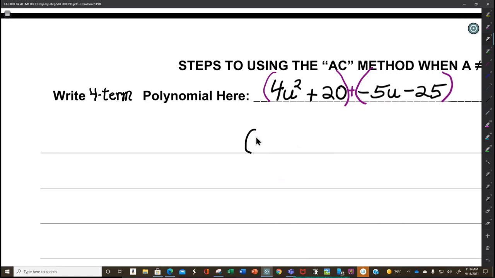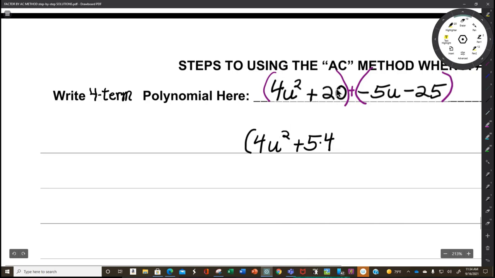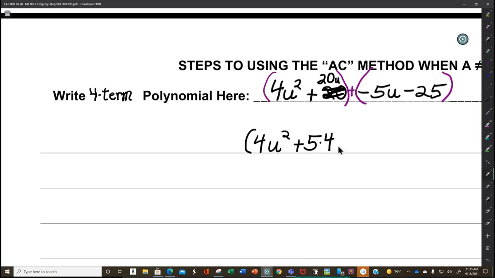First set of parentheses is 4 times u squared, and the second set of parentheses is 5 times 4. Is there a u there? Of course there's a u there. My goodness. Why am I not? Oh, right. Same issue. All right, watch a little magic here. Gosh, most of my stuff has disappeared. Well, all right. I hate it. Never mind. All right, I'm just going to have to mark through it. How do you like that? Admit that I made a mistake. Oh, dear. Yes. There's a u there.